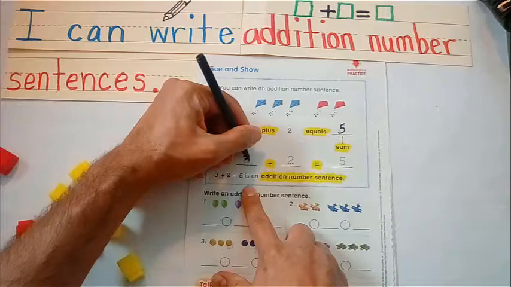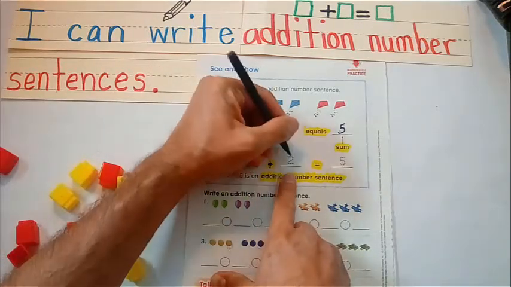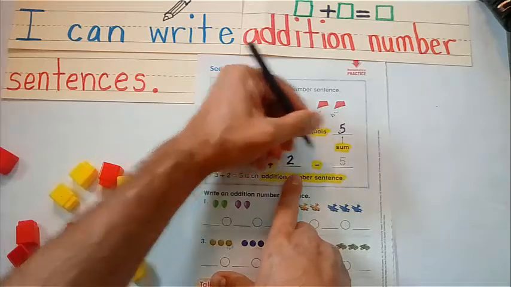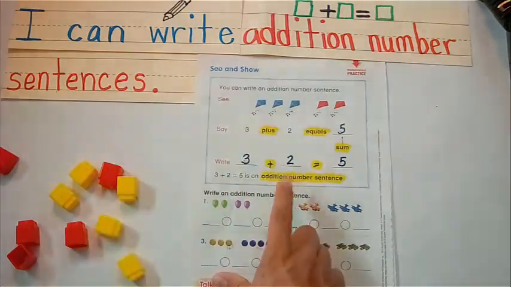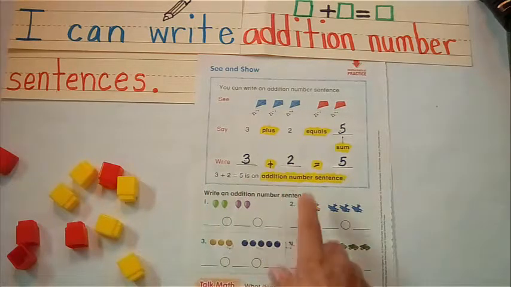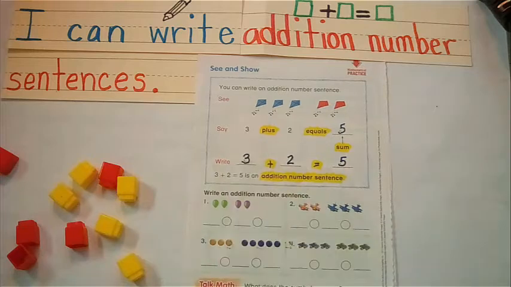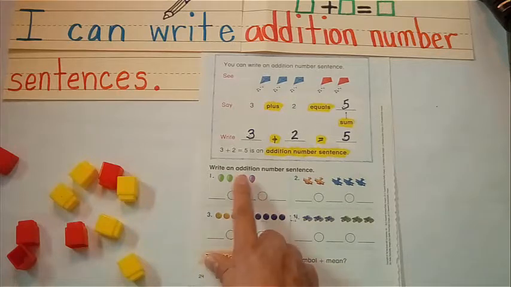So we're going to write 3 plus, and I'm going to trace it, 2 equals 5. Got it? So 3 plus 2 equals 5 is an addition number sentence. Now here are some we need to do together. Write an addition number sentence.